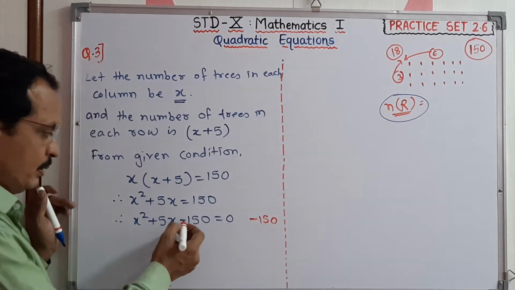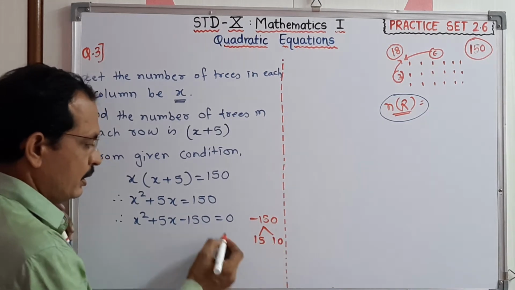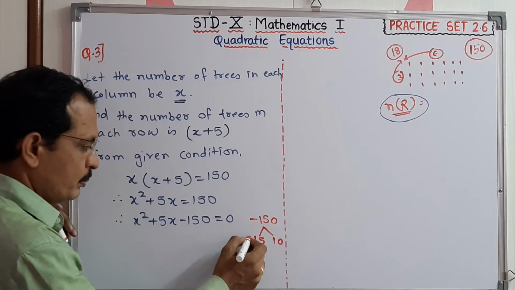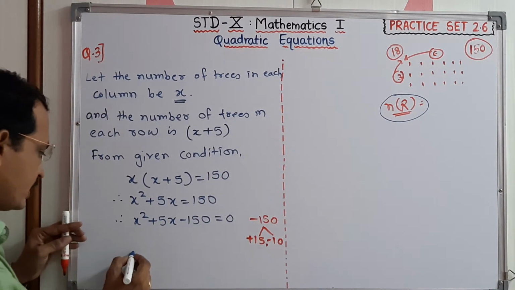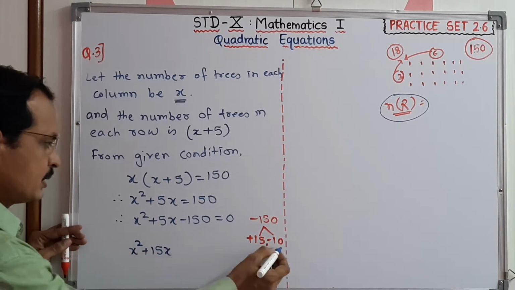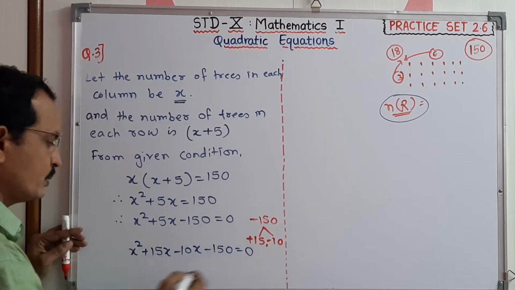Therefore subtraction should be 5. Therefore it is 15 and 10. This is minus sign. Therefore the middle sign goes to the bigger number and the opposite to the smaller number. Now we can write here x square plus 15x minus 10x minus 150 equal to 0.